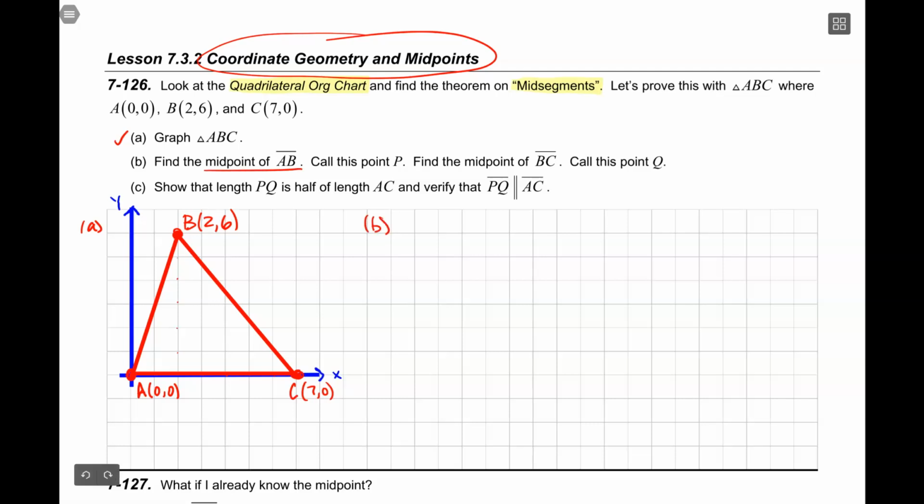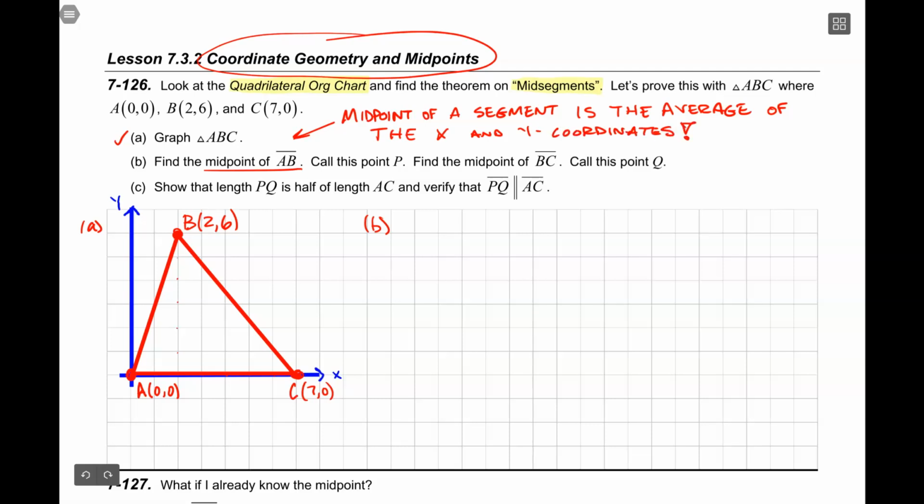Find the midpoint of segment AB. Well, the midpoint of a segment is just the average of the x and y coordinates. That's it. That's what we were just doing on that warm-up problem, finding the average of two numbers. So point P, which is going to be the midpoint of segment AB, is just going to be the average of 2 and 0, the average of 6 and 0.